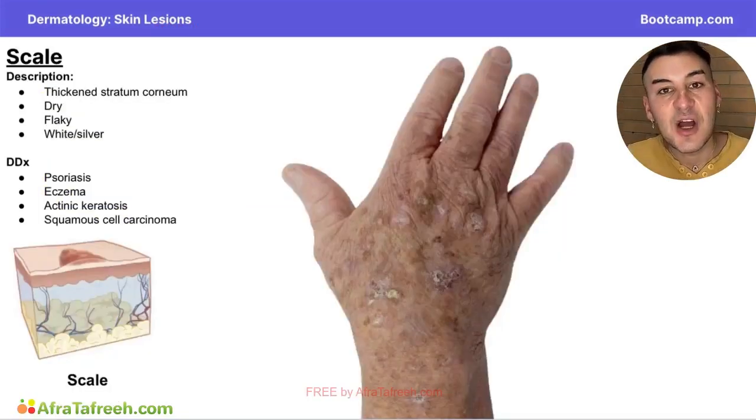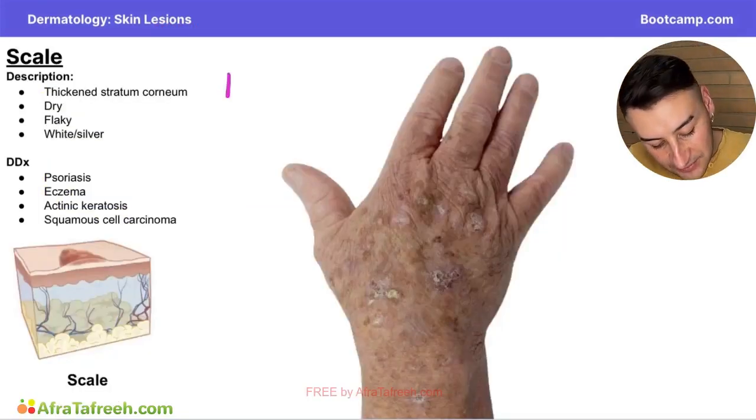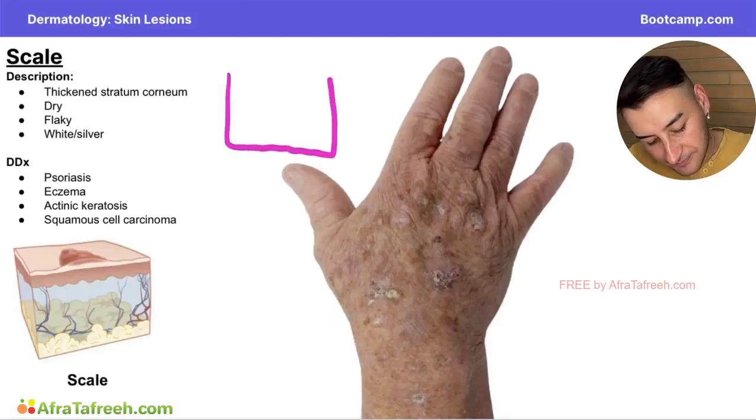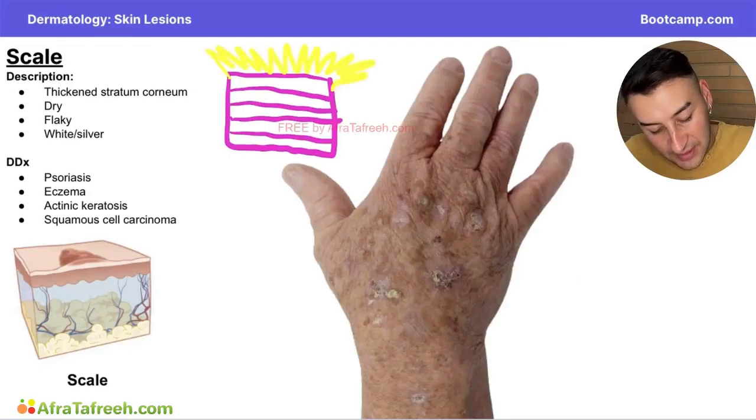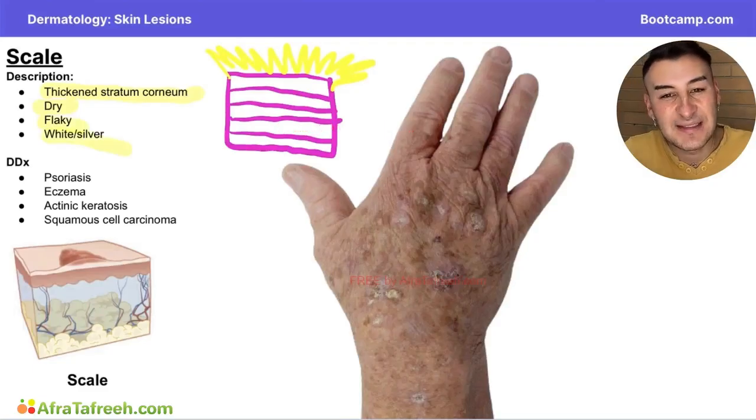Next, guys, let's talk about scale, which is going to be caused by a thickened stratum corneum. You'll remember that we have many layers of skin, but the stratum corneum gets really overgrown in the case of scale. This thickened stratum corneum is characterized by dry, flaky, and white and silver residue.